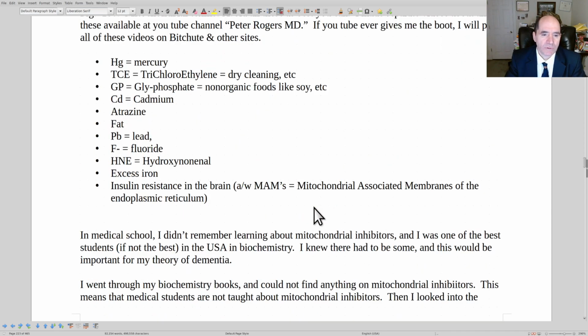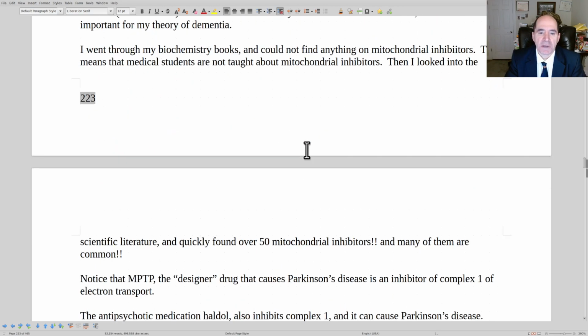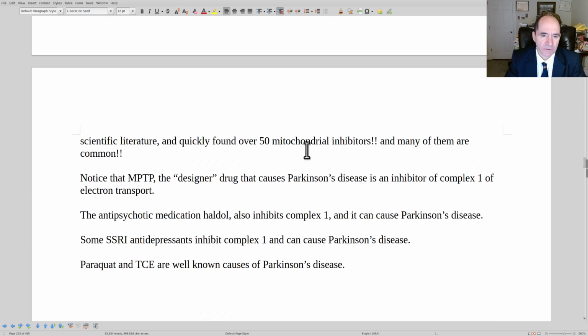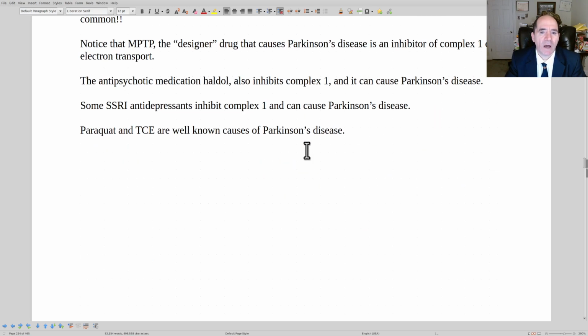This is just some more of these toxic chemicals. We went through all these. And like I said, I didn't learn anything about mitochondrial inhibitors. I was like the best student in the United States in biochemistry out of all the medical schools. One of the best, if not the best. It's hard to know exactly based on how they test them, but certainly one of the best.